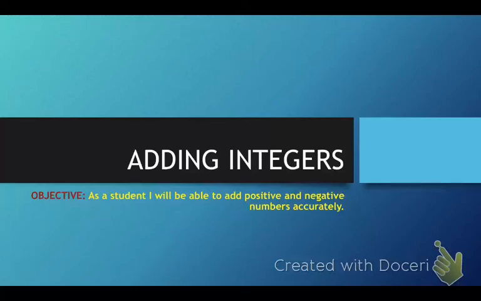This is adding integers. This is totally a 7th grade skill. We want to get you prepared for next year, especially if you have Mr. Fish or one of the other teachers in 7th grade. Here we go. Your objective for this video is, as a student, you should be able to add positive and negative numbers accurately.